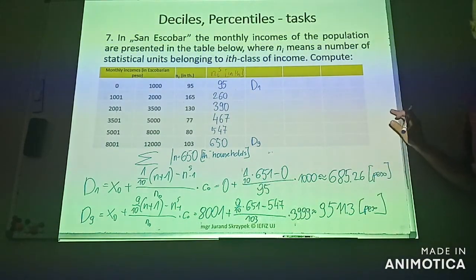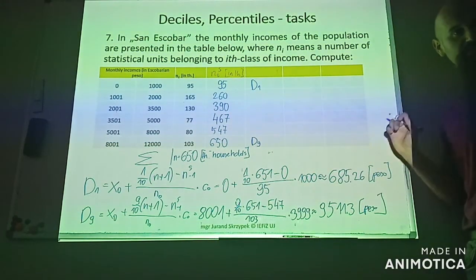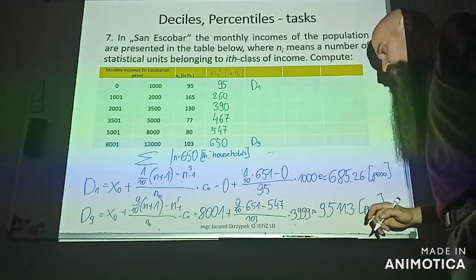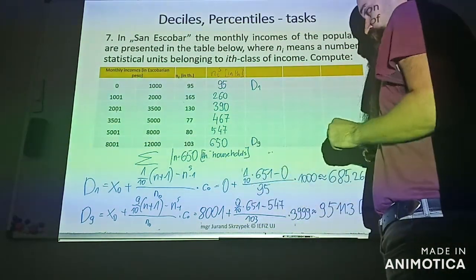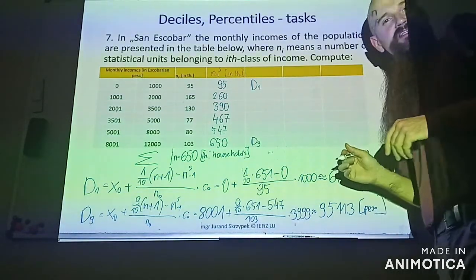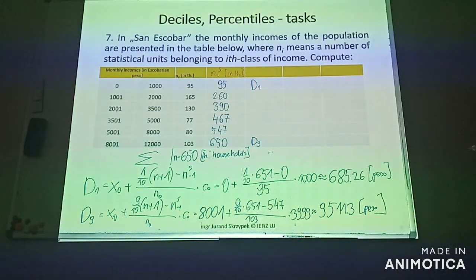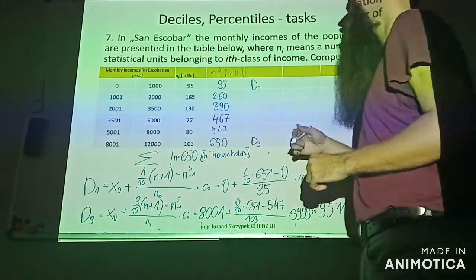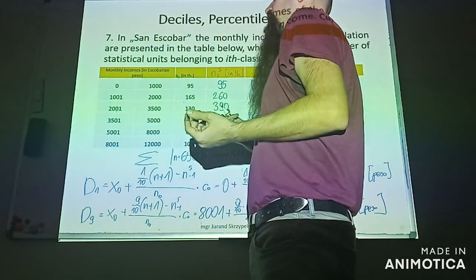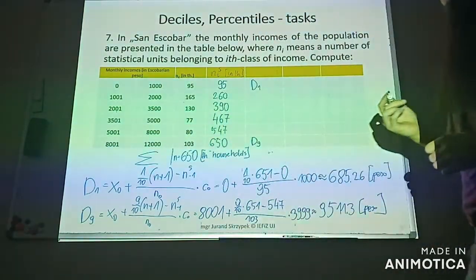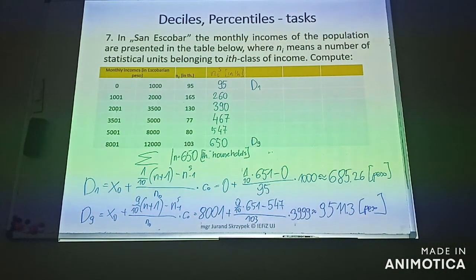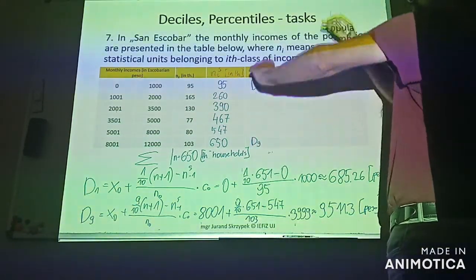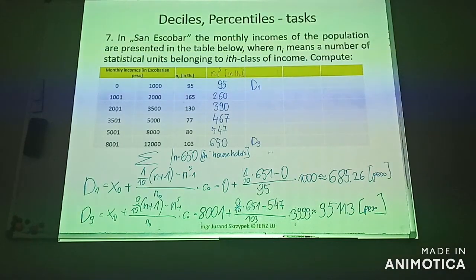So here we see a huge difference between these two values, yeah. So we expect that the differentiation of the monthly incomes in this San Escobar country, yeah, maybe it's a Central American country, yes, the differences in monthly wages are high, yeah.